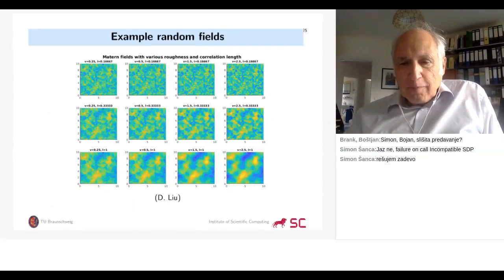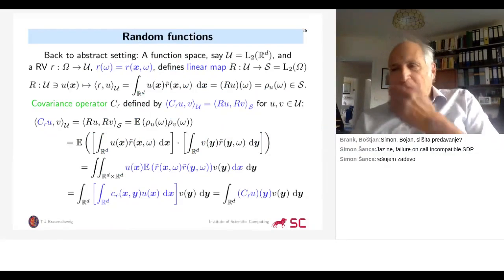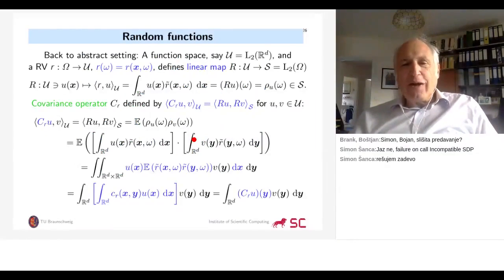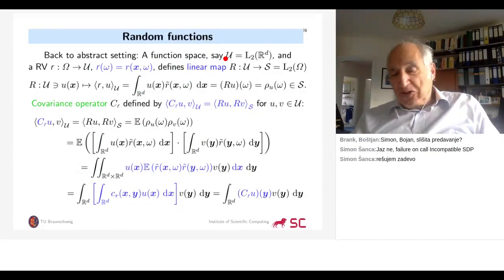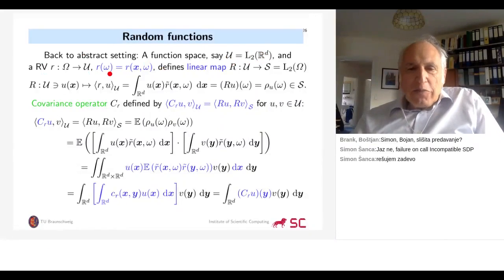Good. Now let's see how this works out for random functions. We want to look at the covariance in the case of random functions. We saw how to do it abstractly, but now we want to do it concretely. So let's say the space U is L2 of R^D. R^D is the space where we want to model our random field, and we have a random variable which takes values in this space. So it's a random field.